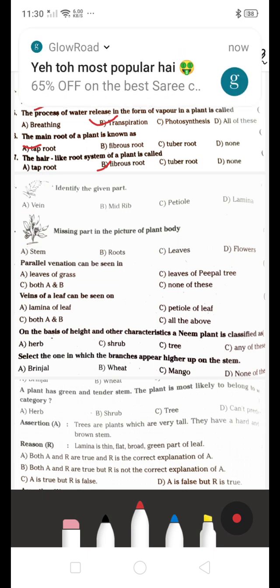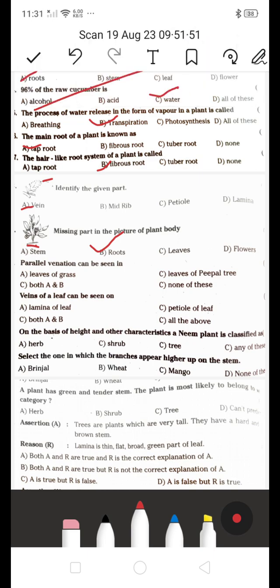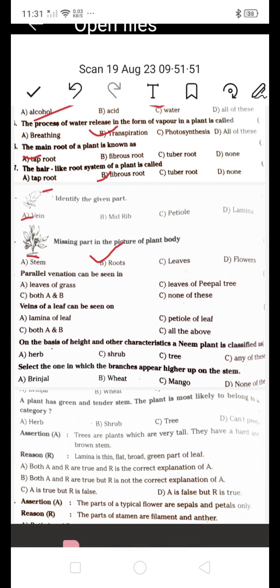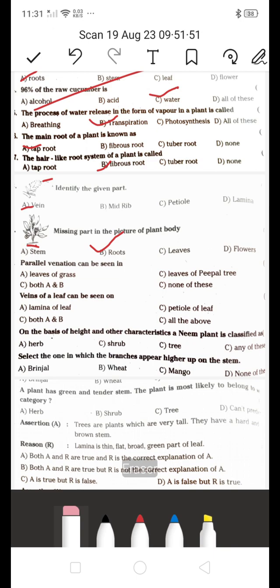Parallel venation can be seen in leaves of the grass, or leaves of a peepal tree, or both A and B, or none of this. Parallel venation can be seen in the leaves of a grass. Next, veins of a leaf can be seen in the lamina of the leaf, or petiole of a leaf, or both A and B, or all the above. Which is the right answer? It's the lamina of the leaf.